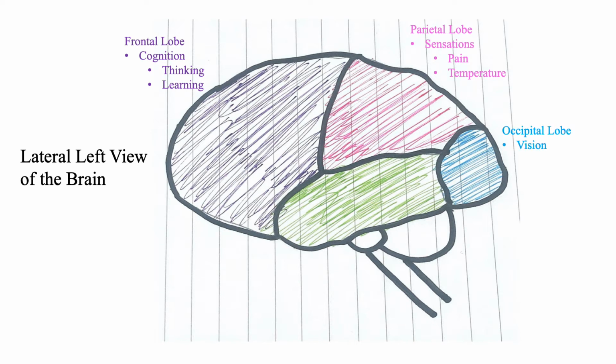Then we have the occipital lobe right under the parietal lobe, which is in the blue. It's mainly for vision, which processes visual information, specifically what we see and how we see it, and it also interprets the distance and location of where we're at.